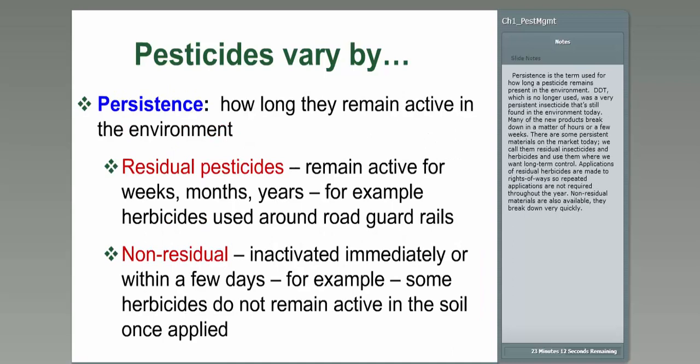Persistence is the term used for how long a pesticide remains present in the environment. DDT, which is no longer used, was a very persistent insecticide that's still found in the environment today. Many of the new products break down in a matter of hours or a few weeks. There are some persistent materials on the market today. We call them residual insecticides and herbicides and use them where we want long-term control. Applications of residual herbicides are made to rights of way, so repeated applications are not required throughout the year. Non-residual materials are also available. They break down very quickly.